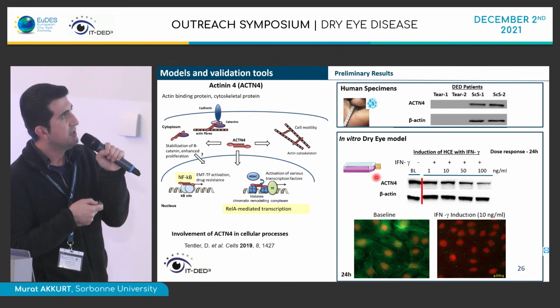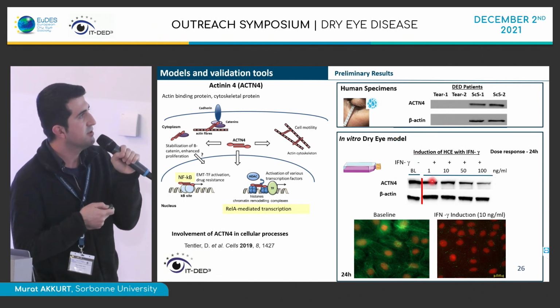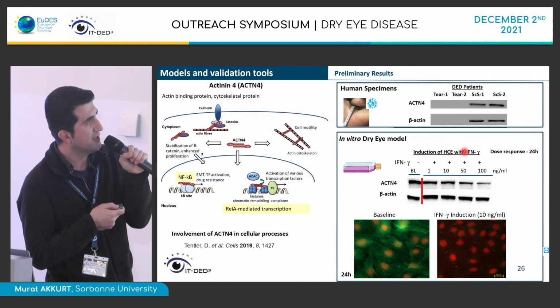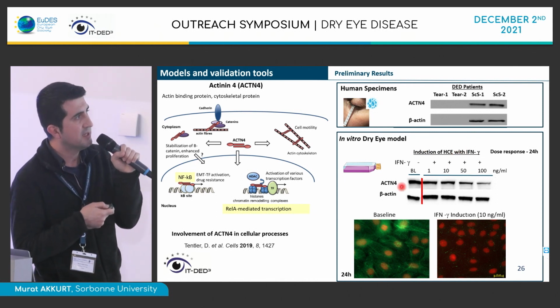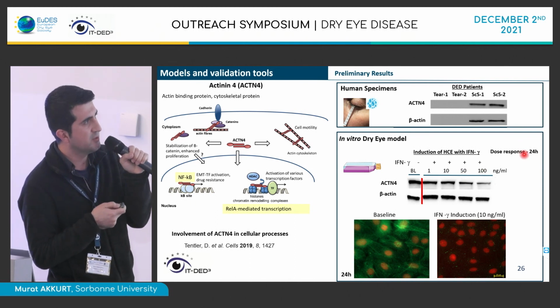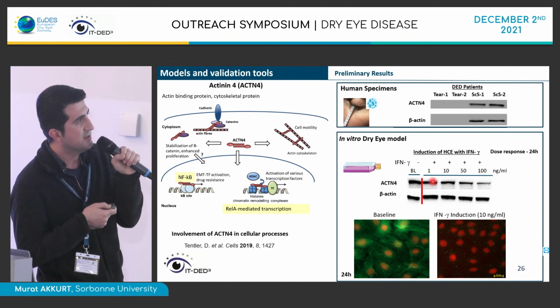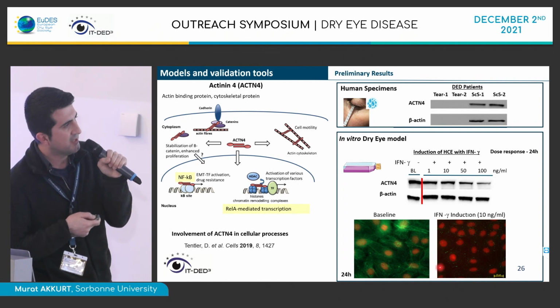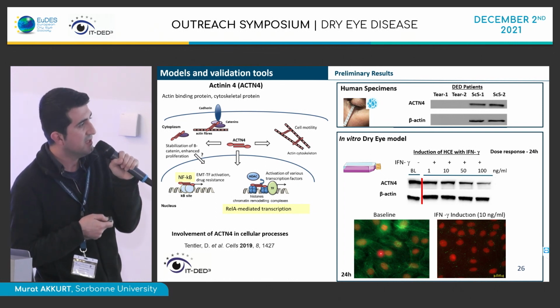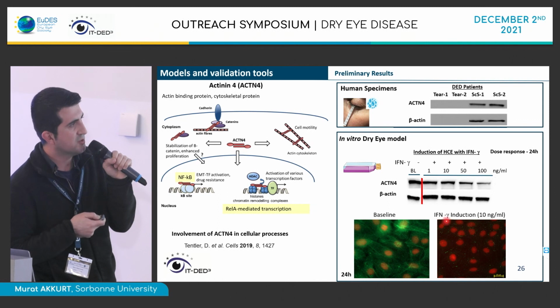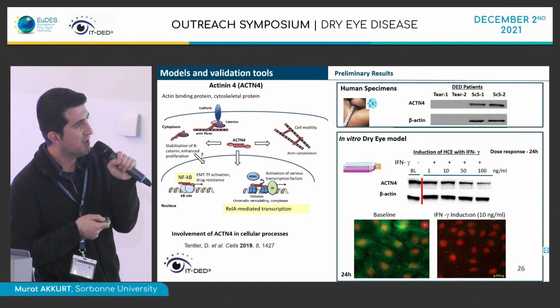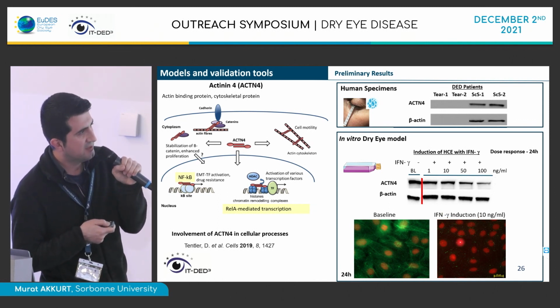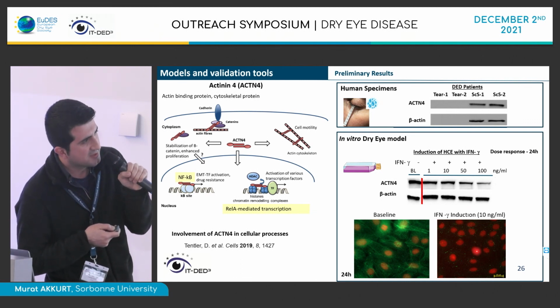And so in vitro dry eye model, I induced my cells, human corneal epithelial cells, with interferon gamma in a dose-dependent manner during 24 hours. And I detected that actinin 4 is downregulated in a dose-dependent manner. And here you can see my experiments of immunocytochemistry. Again, after 24-hour induction with 10 nanogram of interferon gamma, I could observe that the filament of actinin 4 were disrupted, and the amount is also decreased.